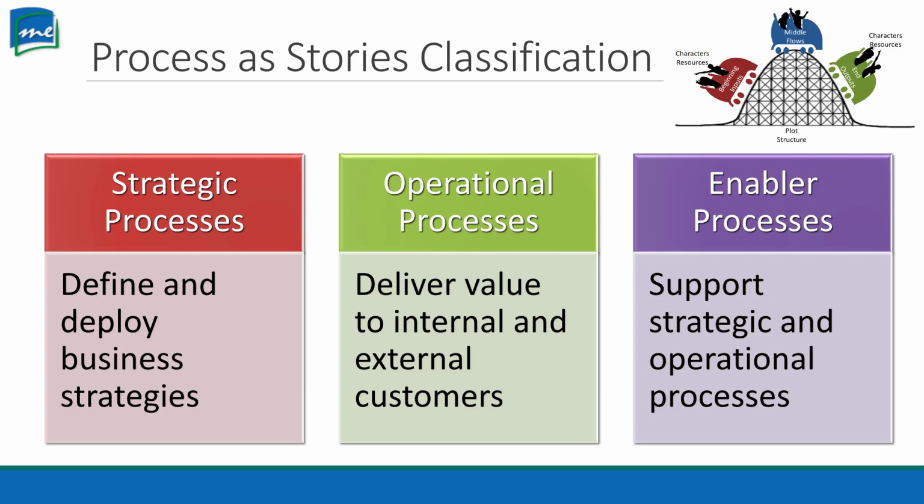And then we have our enabler processes. These support strategic and operational processes. So what's an example of this? You can say accounting is an enabler process. Human resources too, because they support the operation. You need people for your operation, so human resources gets that for you. You need to know how much money you have so you can use that within operations, so that's accounting.